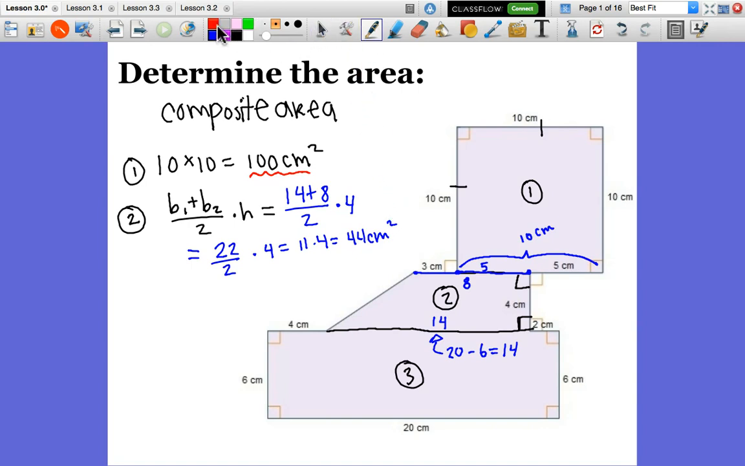So now I've got 2 parts. I'm going to squiggly that with red. For number 3, that's just a rectangle, isn't it? So that's just going to be base times height, or length times width. So 6 times 20, which is going to give me 120 centimeters squared.